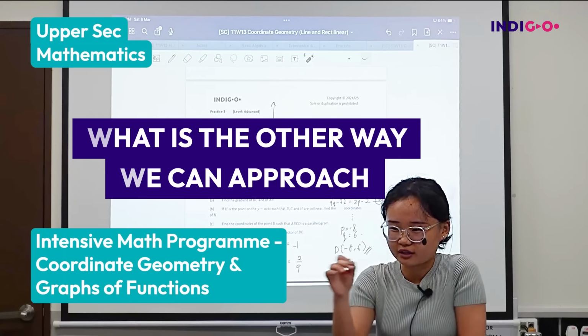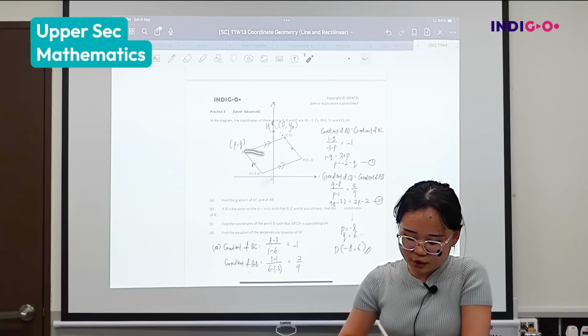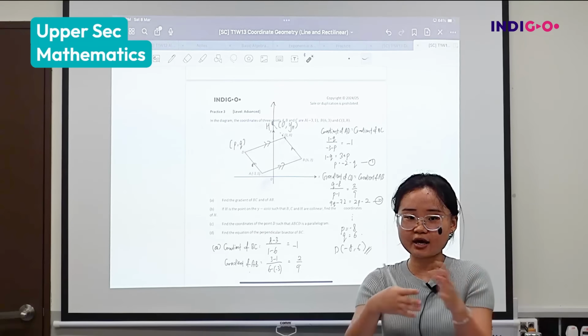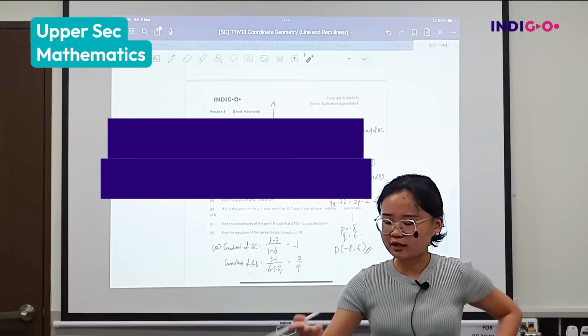You see parallelogram, right? So what do we use? Yes, midpoint. You can also use midpoint to help you. So you can find the midpoint of BD, then you equate it with the midpoint of AC. Then you compare X coordinate and Y coordinate. You'll get back the same answer. Okay, so there are two ways to do this.